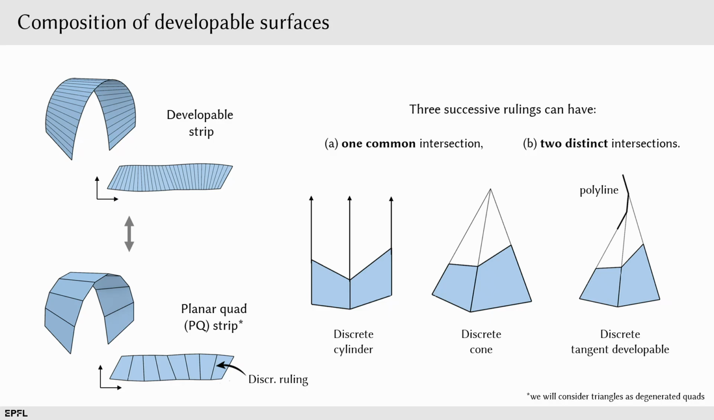Or we have two distinct intersections. And in this case, we can think of the intersections as being part of a polyline. And then the extensions of this polyline, the edge extensions, correspond to these discrete rulings, and one can think of this polyline as the discrete counterpart of the edge of regression, because these extensions correspond to the tangents of this polyline. Yeah, so I hope this is now a little bit more intuitive, that locally there are really only these three parts if you have sufficient smoothness. So discrete cylinders, cones, or tangent developables.